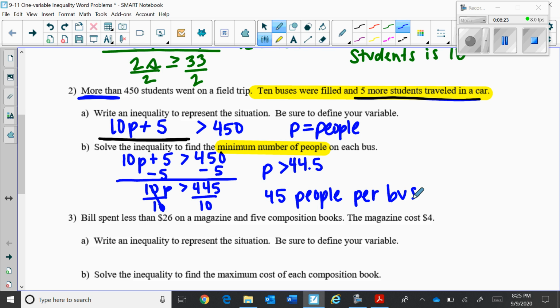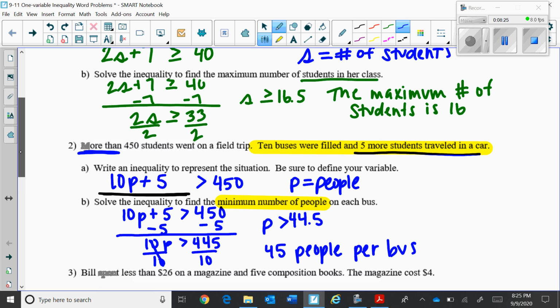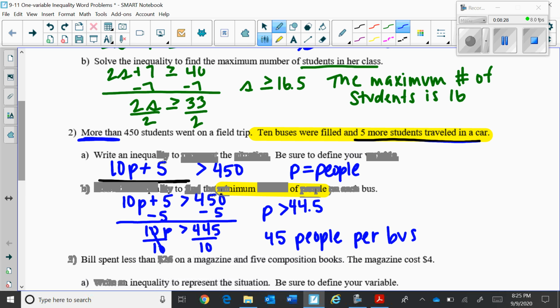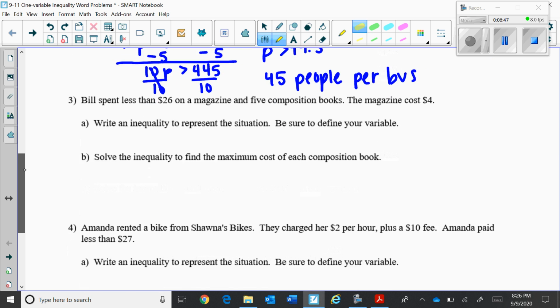If we compare these two and why we rounded up or rounded down, part 2 was finding the minimum number, and part B was finding the maximum number. That's where the difference lies. All right, let's do another one. Let's do number 3.